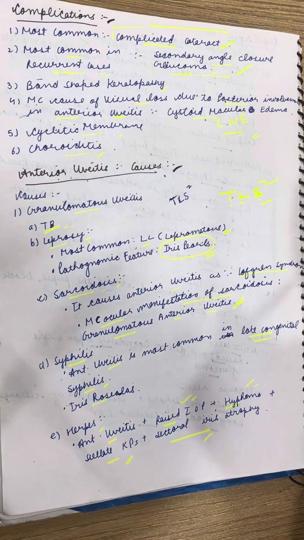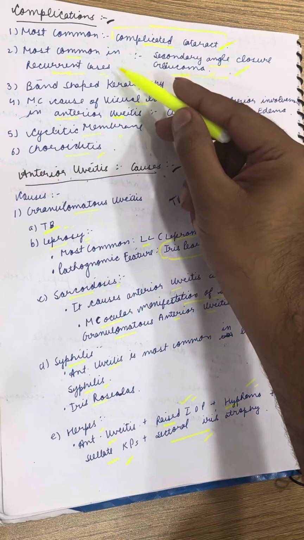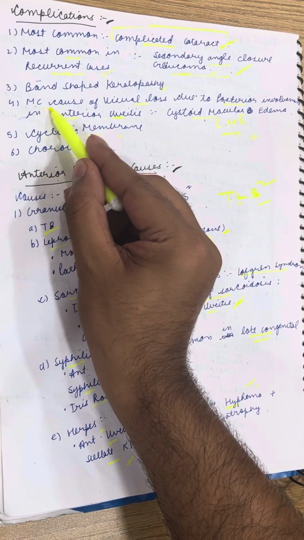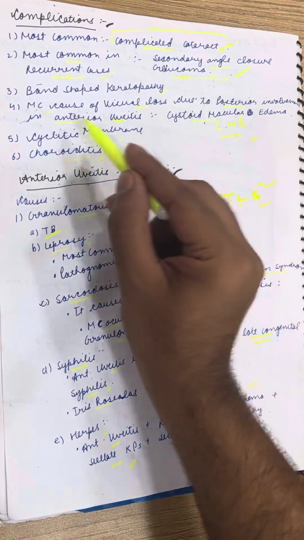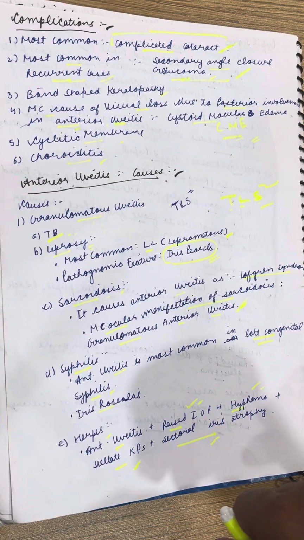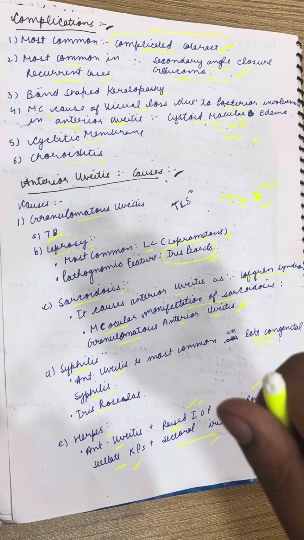So let's start. The most common complication is complicated cataract, and the most common complication in recurrent cases is secondary angle closure glaucoma, and the most common cause of visual loss due to posterior involvement in anterior uveitis is cystoid macular edema. So now let's see how secondary angle closure glaucoma occurs in recurrent cases.